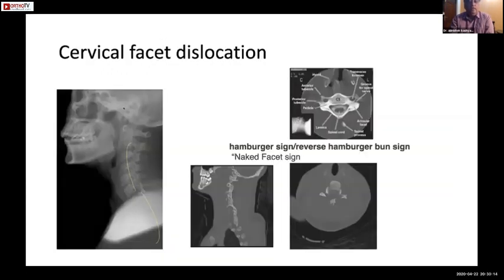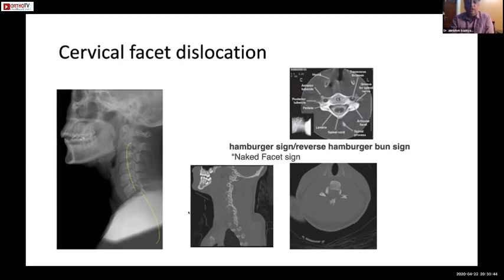Coming to cervical facet dislocation, as we told you, you need to look at the anterior line, the posterior line, the line along the posterior spinous process, and the spinous line. So any break in these lines would show that there is a subluxation. If the subluxation is around 25%, it's a unifacetal dislocation. If more than 25%, it's a bifacetal dislocation. Diagnosis is usually established by getting a CT scan.